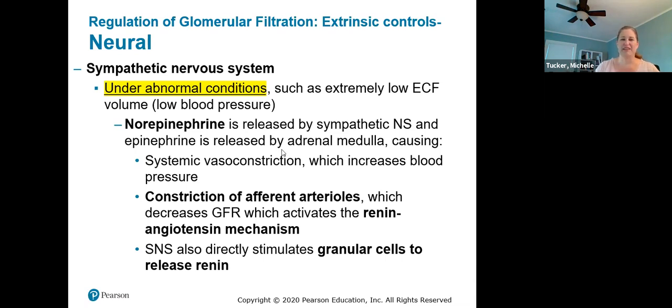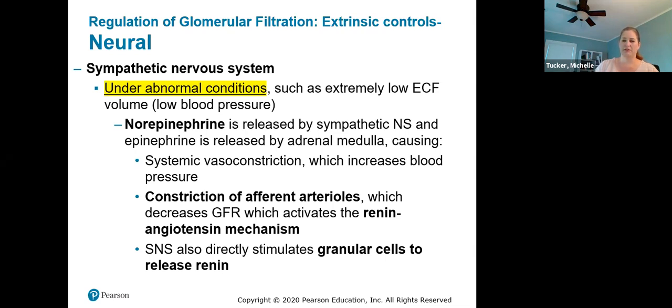So those are the two things that are occurring with the sympathetic nervous system secreting its hormones. It will vasoconstrict the afferent arterioles and slow down glomerular filtration rate.